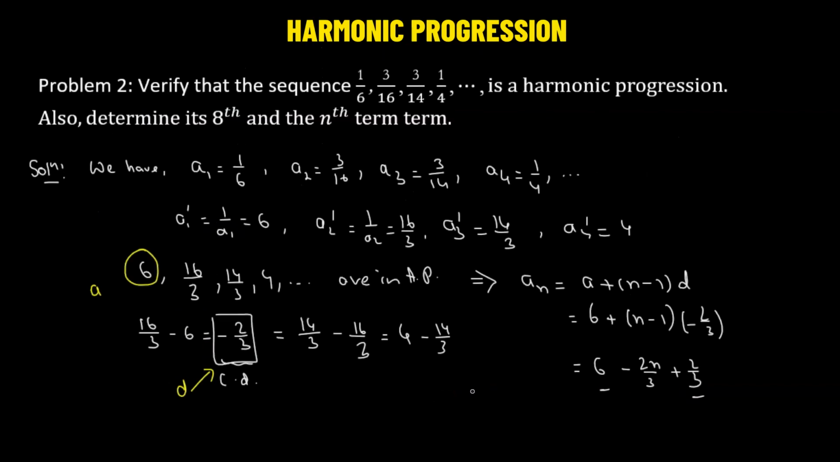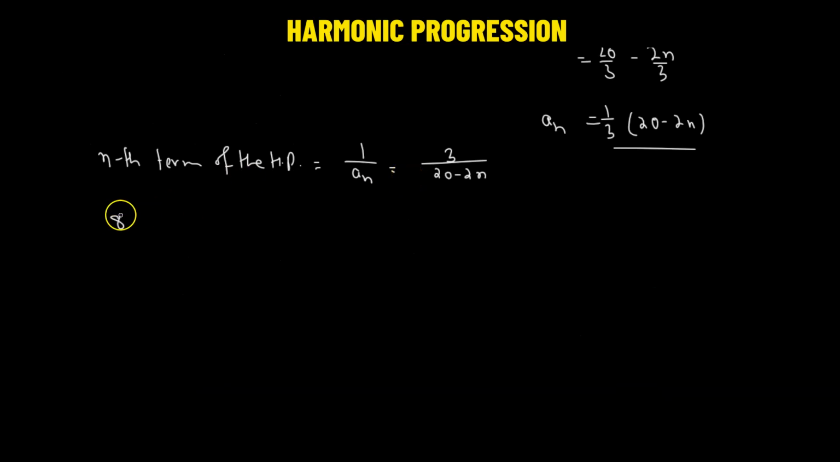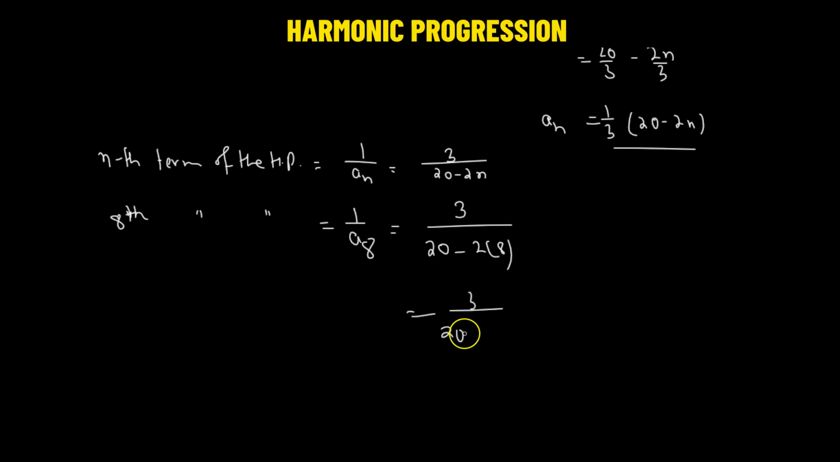Now that we have the nth term, we will try to find out the 8th term. So all we have to do is replace the value of n with 8. So the 8th term of the harmonic progression will be 1 over a8. That's the 8th term. So this is simply given by 3 divided by 20 minus 2 times 8. So let's solve this. We get 20 minus 16, which is 4. So 3 over 4. So this is going to be the 8th term of the harmonic progression, not the arithmetic progression. The nth term is going to be given by 3 over 20 minus 2n.